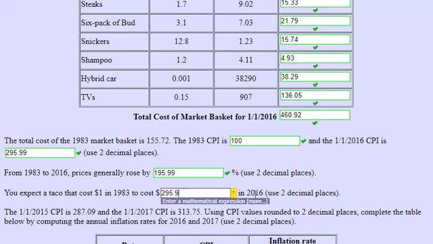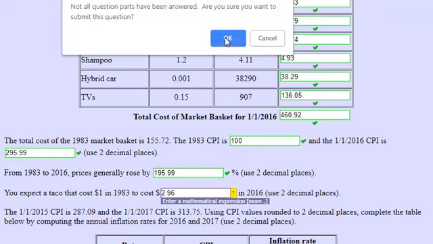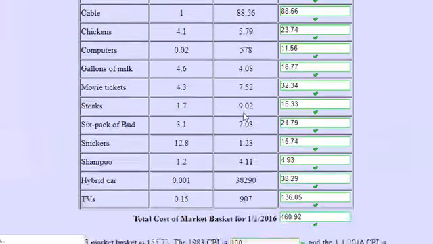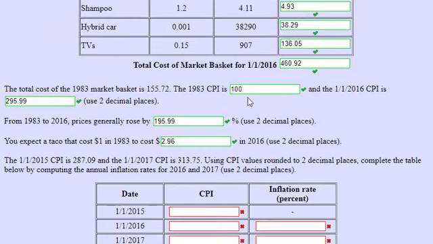And that is cents. This is dollars, correct? And that's in 2 decimal places. So 296 cents or $2.96. Hit OK and we get it right. Nice. So this is what you expect something to cost in 1983, and this is what you expect it to cost in 2016 in terms of cents.